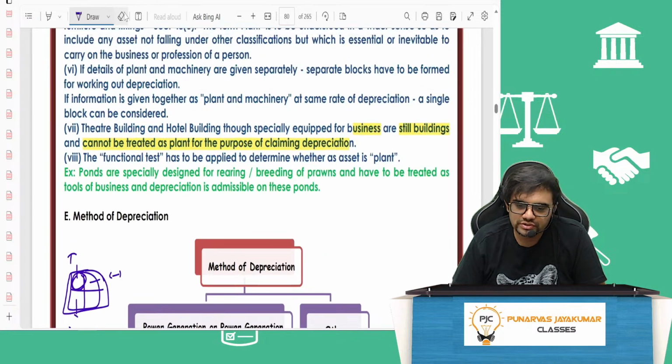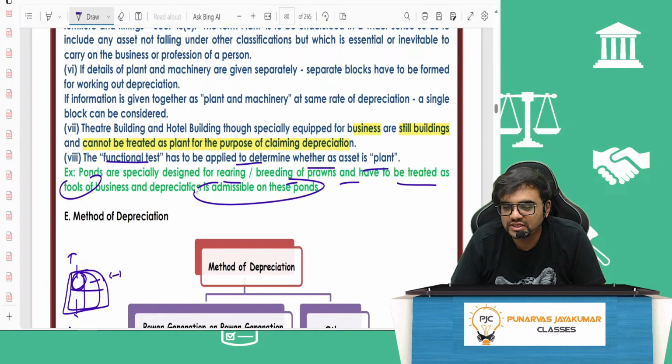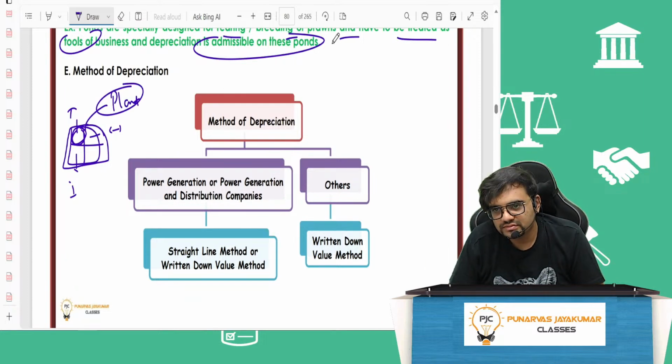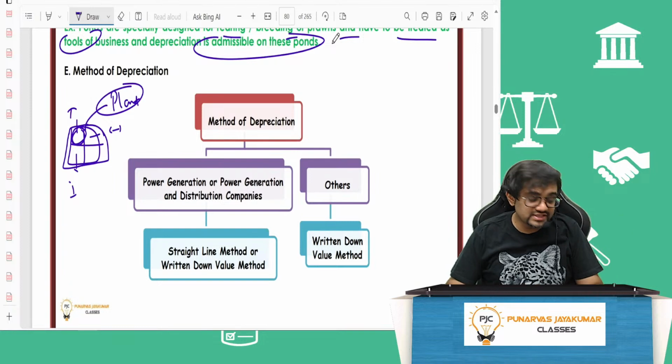Went to court. So you see, the functional test has to be applied to determine whether an asset is a plant. Ponds especially designed for rearing or breeding of prawns have to be treated as tools of business, and depreciation is admissible. So the entire land here for pisciculture is treated as plant and machinery. So these questions they can test in MCQ.